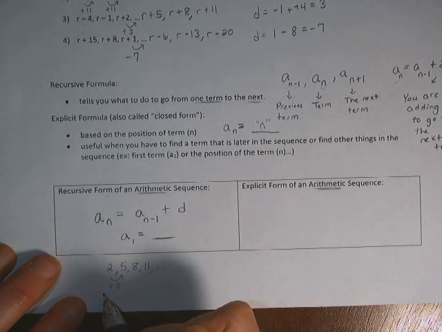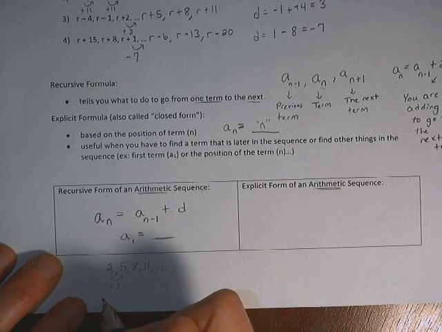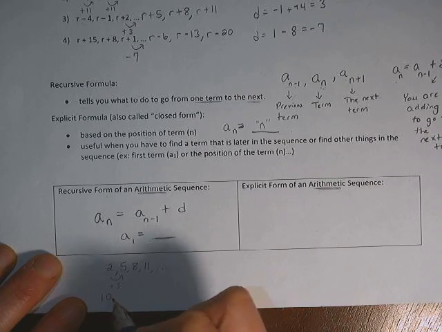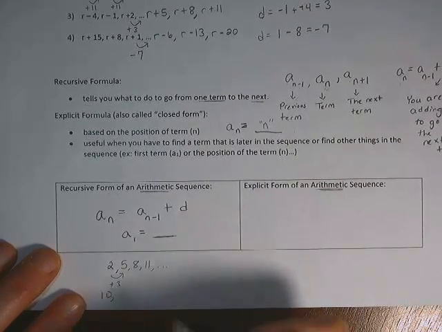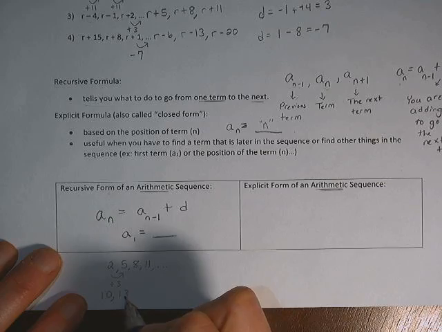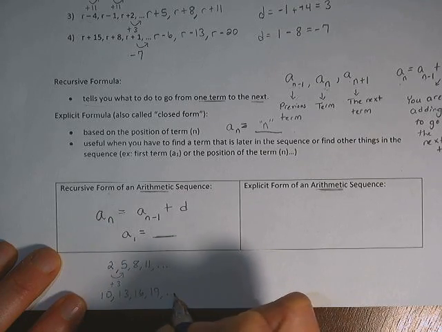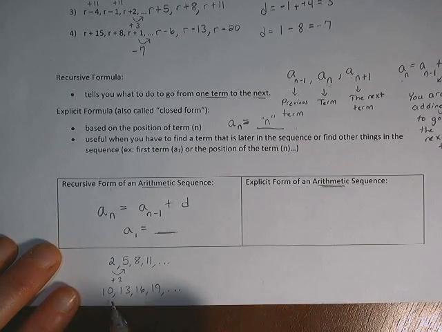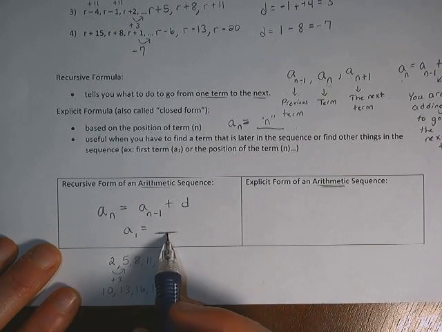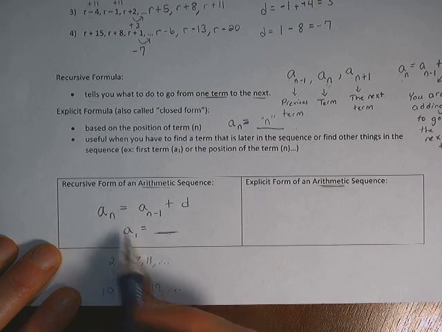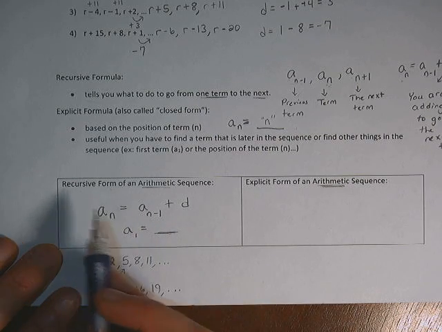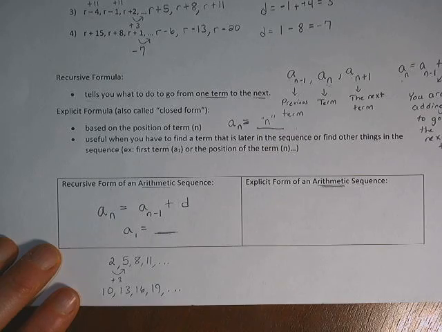Whereas if I start with a different number, let's say I start with, I don't know, 10, if it followed that same pattern, well, the next term would be 13, and then 16, and then 19, and so on and so forth. That's a totally different sequence. And so that's the reason why you always have to give the first term, is you have to be specific, because remember, you're describing a sequence using these formulas.